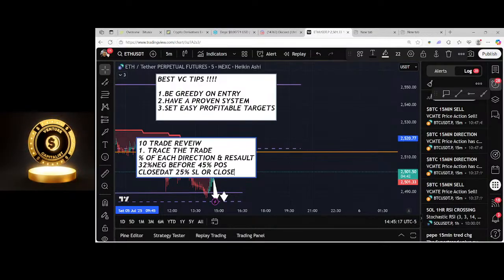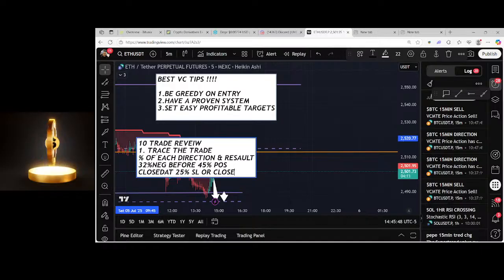Now, what I mean by stop loss is you move your stop loss up as you get into profit, and then eventually if it comes backwards, it just closes you out. This is a very simple thing. So we know that your very first trade went 32% negative before it went 45% positive. You closed it at 25% because after it hit 45%, it then went back down and you made 25% profit.